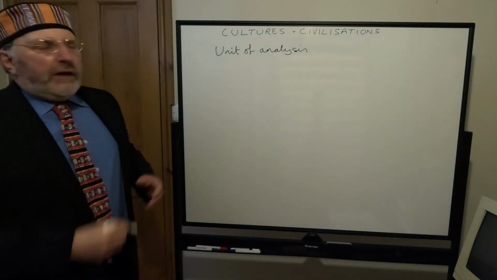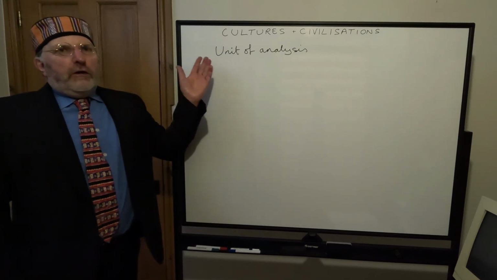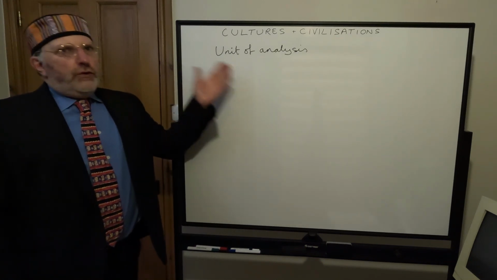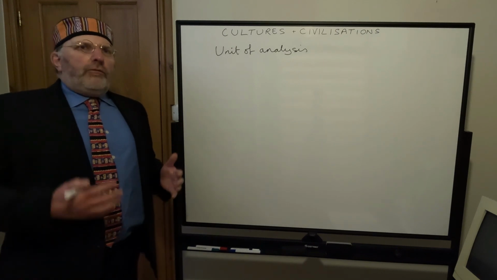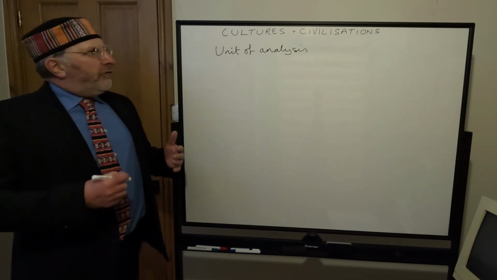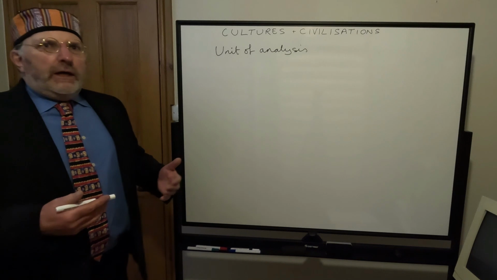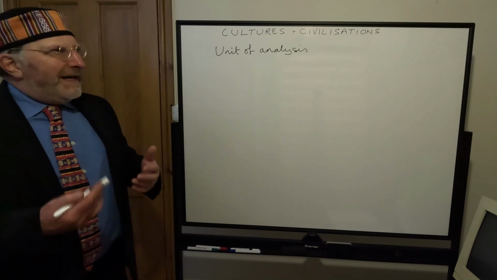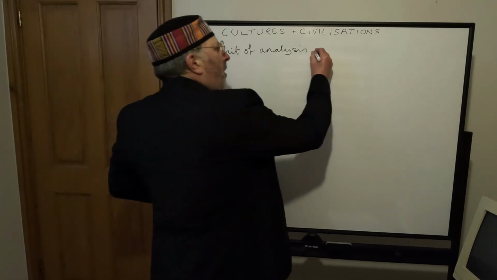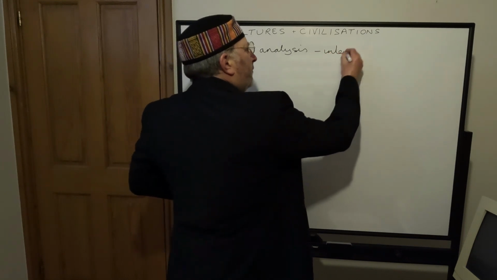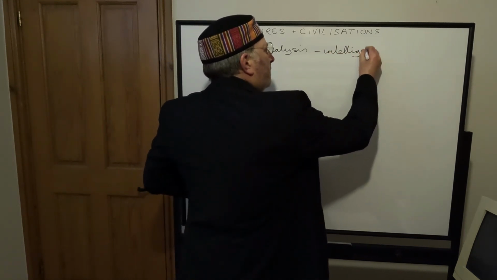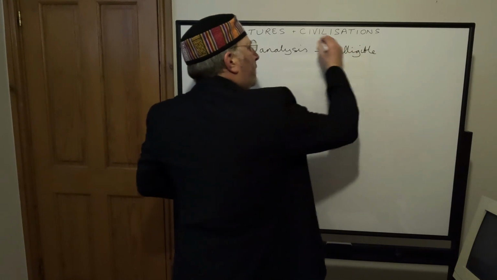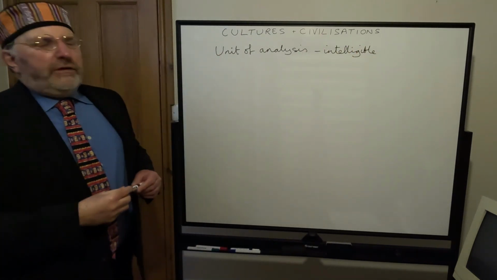So I said in this first lesson we would consider the idea of civilization as a unit of analysis, and this comes from Arnold Toynbee. He said that a civilization is the smallest intelligible unit of historical analysis. Intelligible. So what did he mean by that?